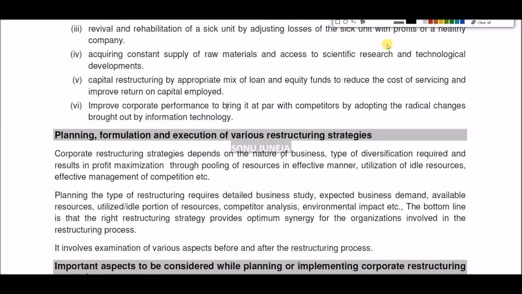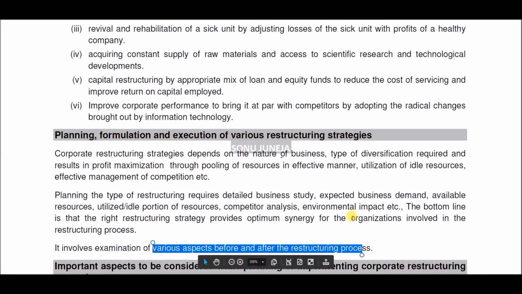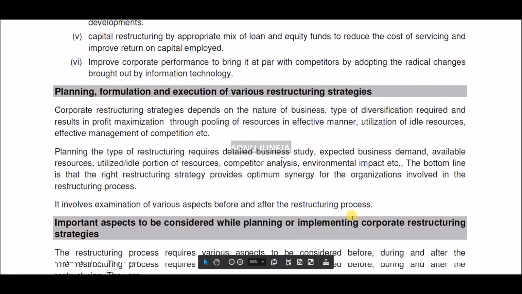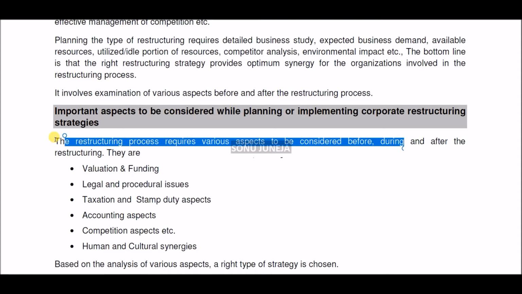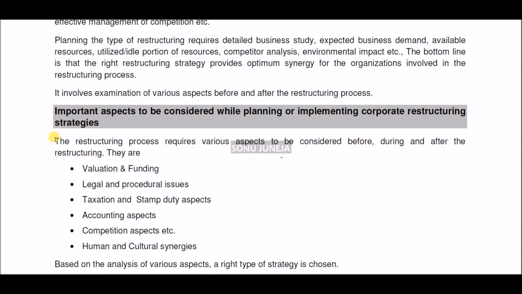Right. And then it involves, now the next thing it involves is examination of various aspects before and after the restructuring process. That is, studying the pre and post restructuring process becomes very important. So now let's see what you should consider. Depending upon business to business strategy, what are you trying to consider? But during and after, the points you must consider are these.